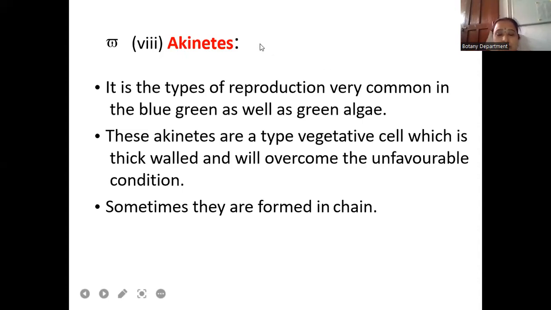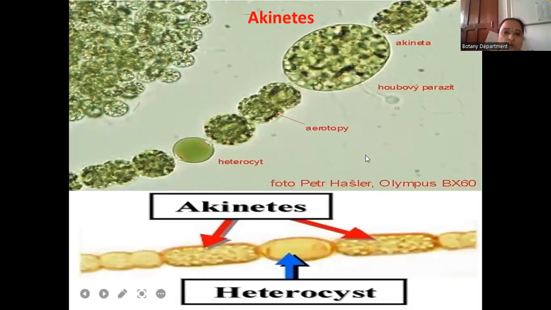Sometimes in summer we can observe in ponds and lakes that water stress is there. At that time, the cells of the plant body are converted into akinetes. The cell wall is very thick and helps overcome the unfavorable condition. All cells are converted into akinetes. Sometimes they are formed in chain forms also. And see here how akinetes form.